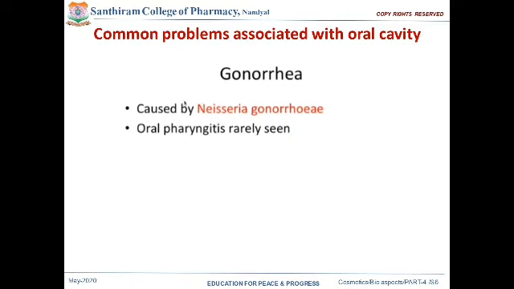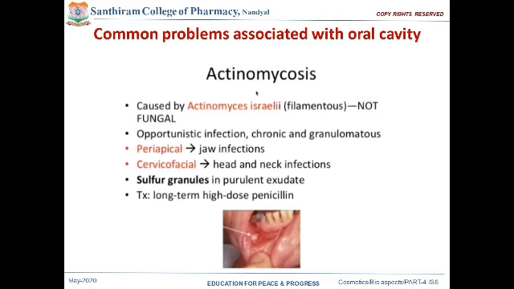Gonorrhea, just to note, is caused by this Neisseria gonorrhoeae, and oral pharyngitis or any sort of oral manifestation is rarely seen. But just know that this is caused by this bacterium. Actinomycosis is caused by Actinomyces israelii, and this is a filamentous bacteria. It's not a fungi. It definitely sounds like this Actinomyces. You think, oh, that sounds like a classic fungi name. It's really a trap answer there if that's asked on an exam. Actinomycosis is bacterial, not fungal.